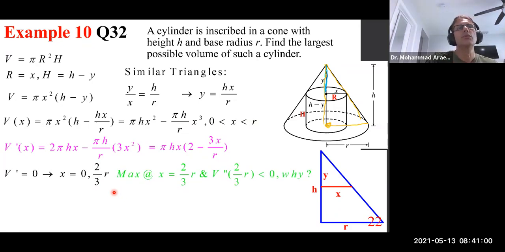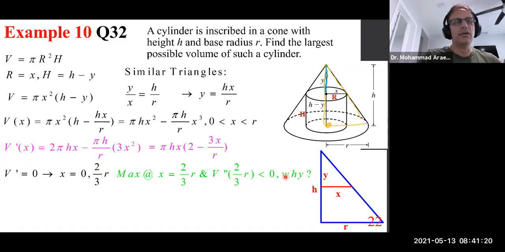So you really have to go with v double prime. Okay, so it's easier to go from here. I leave it for you to find v double prime and plug in 2/3 r and show this is negative, and that is the proof. So this is for you to do.